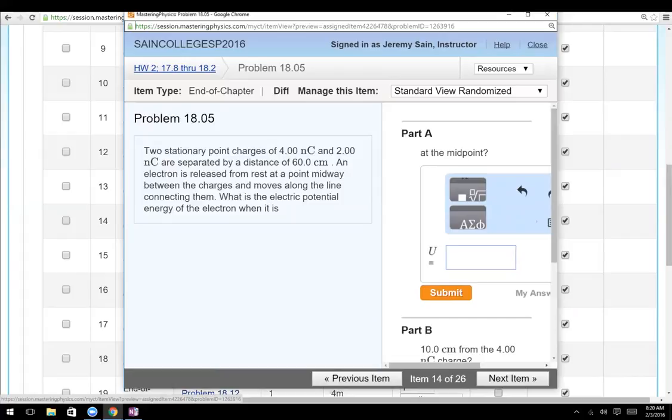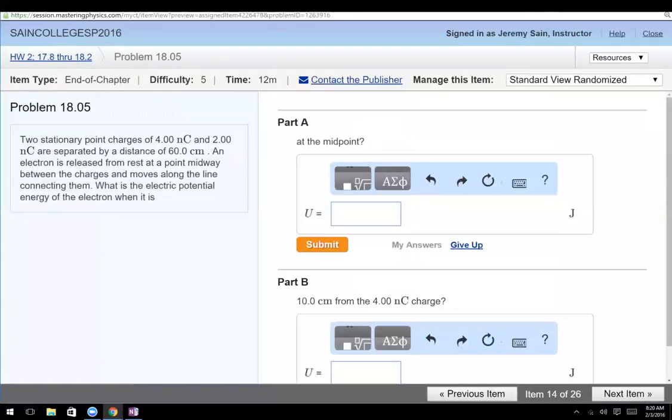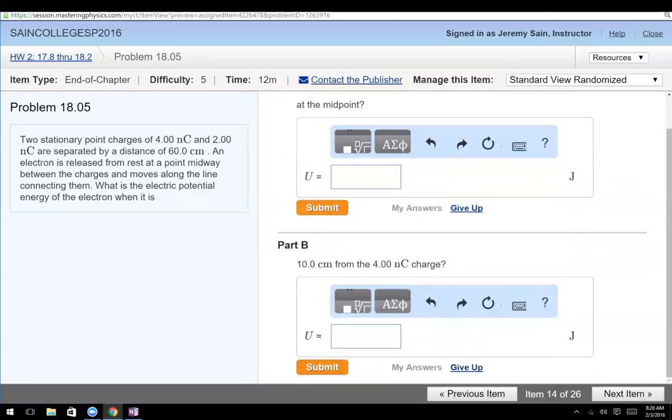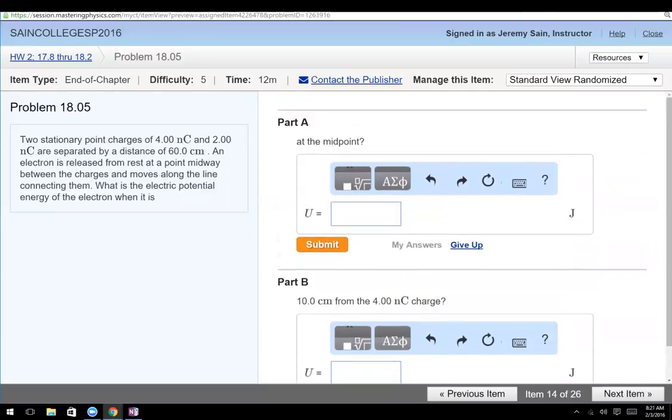All right. So we got 2 stationary charges separated by that. It's released midway, moves along the line. So what is the electric potential energy of the electron when it is at the midpoint? This is still actually potential energy rather than just potential, but that's okay. So again, it's just going to be the QQ over R. Do that for both of them, and that's it.